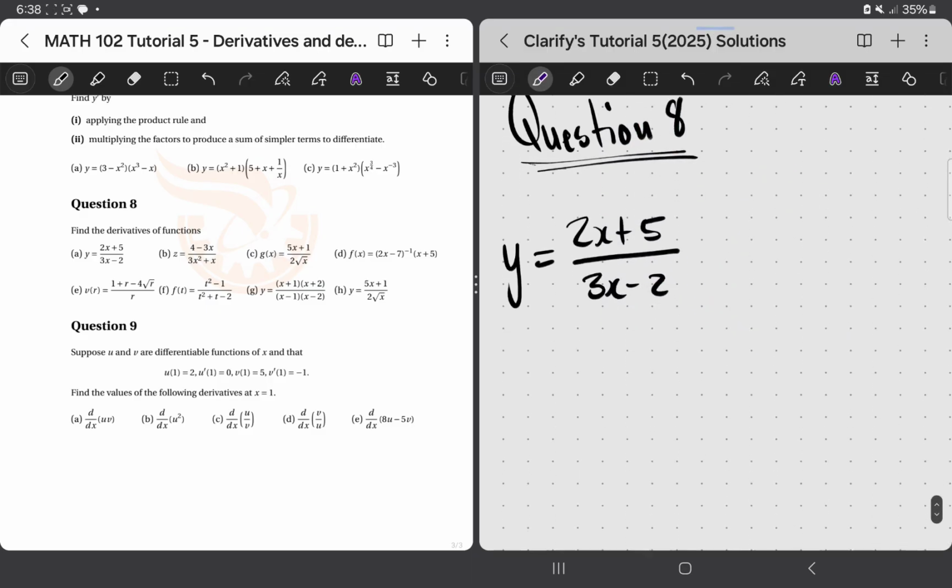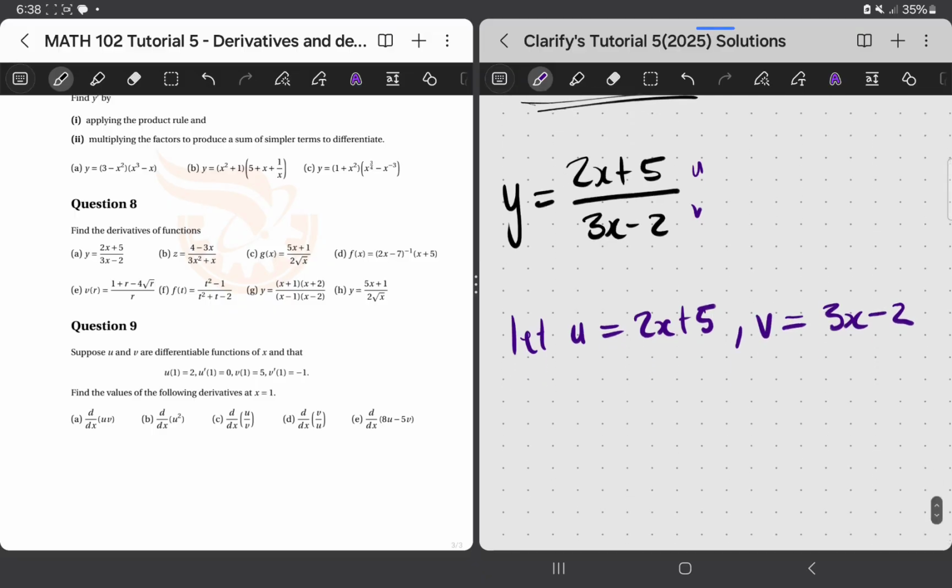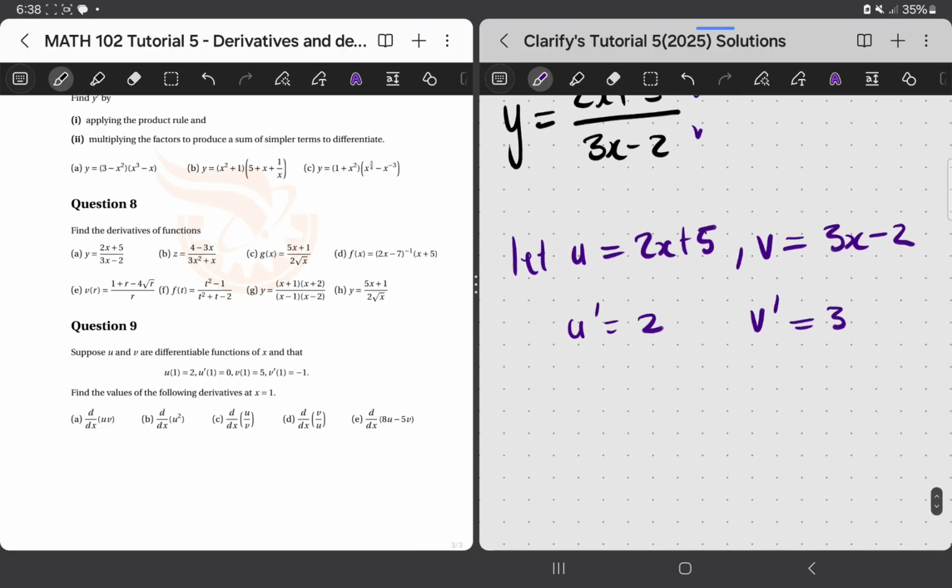Okay, so these things are dividing. So to find the derivative, we are going to have u and v again, but u be the top, v is the bottom. And then we'll do our quotient rule. So we're going to say let u be equal to 2x plus 5, then v be equal to 3x minus 2. Then again, we need to find u prime, which is going to be the derivative of 2x is 2, derivative of 5 is nothing. V prime, the derivative of 3x is 3. Okay, then the derivative of negative 2 is nothing.